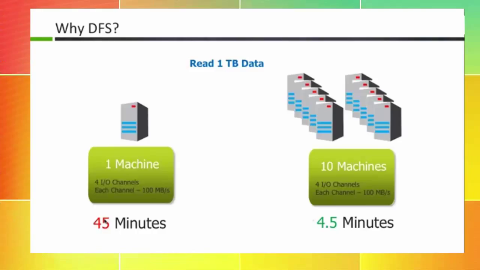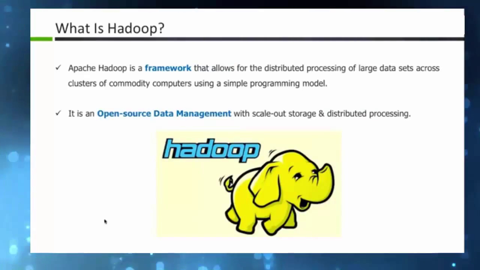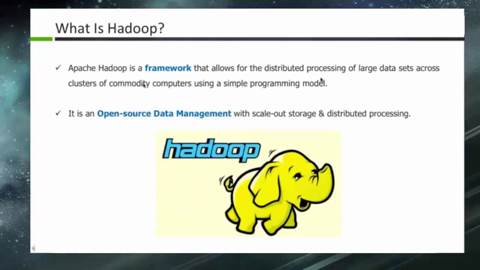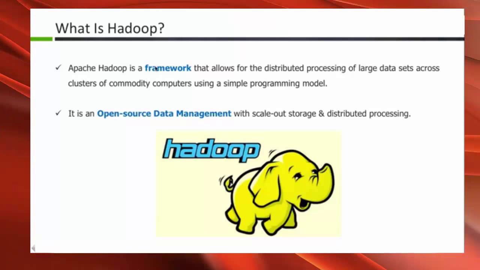Now let's look at what is Hadoop. Hadoop is not just a distributed file system. Hadoop is a framework that allows for distributed processing of large data sets, as we've just seen, across clusters of commodity computers using a simple programming model. Though I'm not a big fan of definitions, this one is a good definition. So Hadoop is a framework.